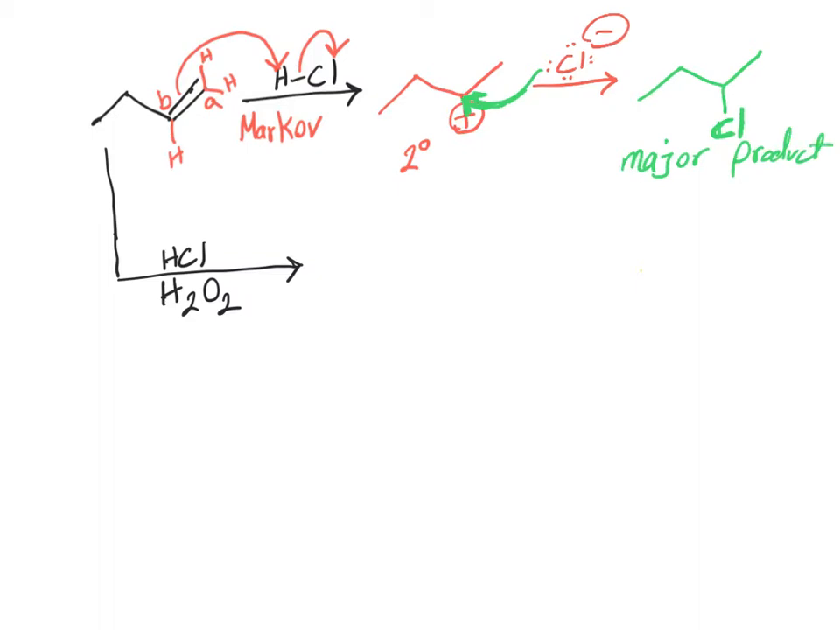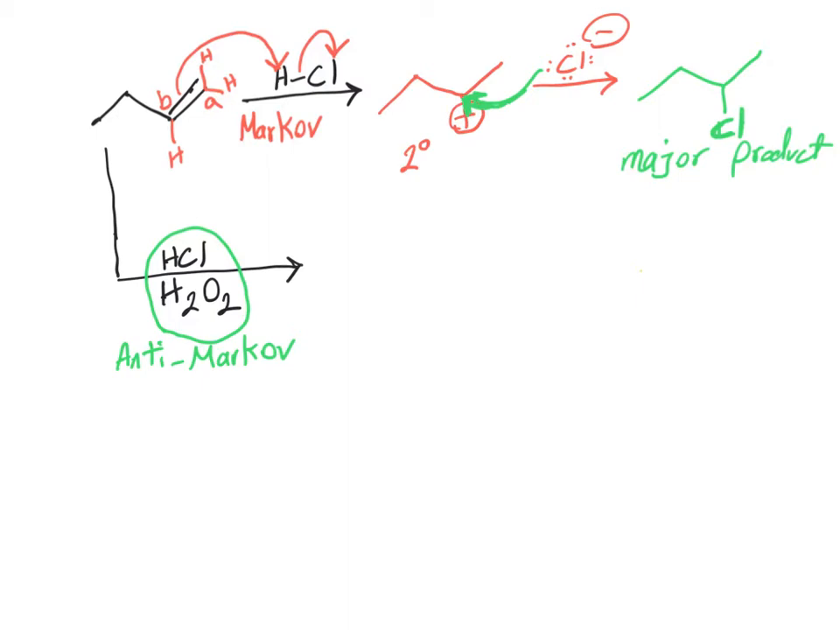In the second reaction, the reagent is HCl and peroxide. And we know that when we mix hydrogen halide with peroxide, the mechanism of the reaction will change. It's a radical reaction, and the product is anti-Markovnikov. So this is anti-Markovnikov addition, which means we add hydrogen to the carbon with fewer hydrogens, carbon B.